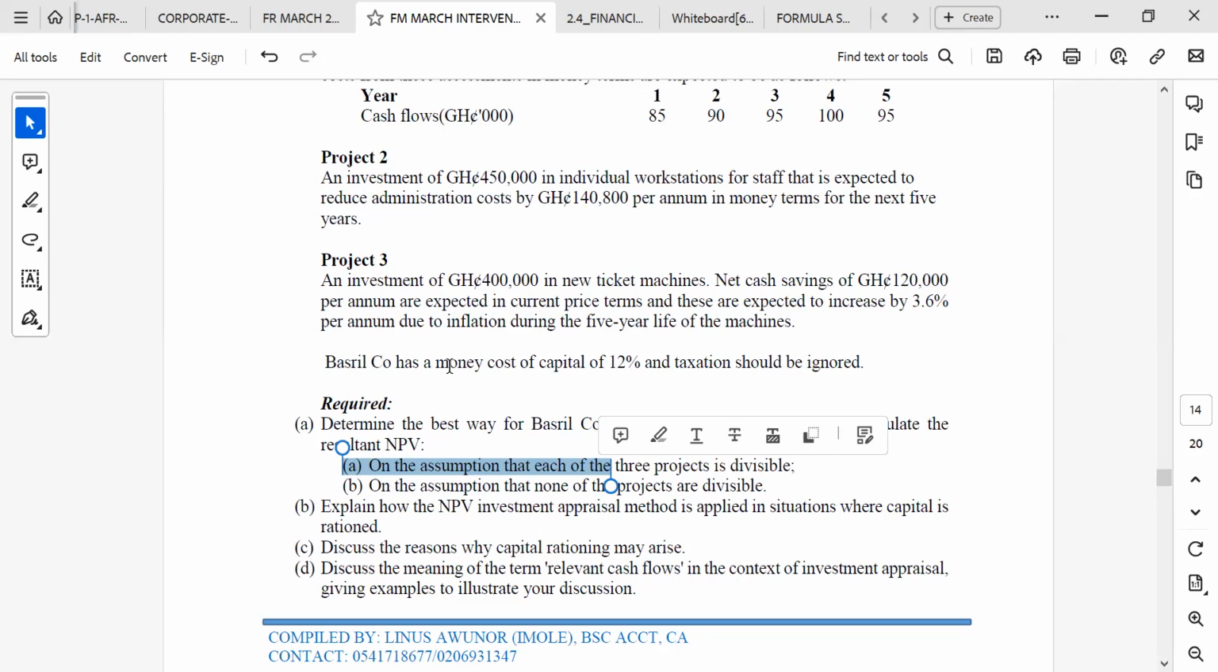Now, discuss the reason why capital rationing may arise.